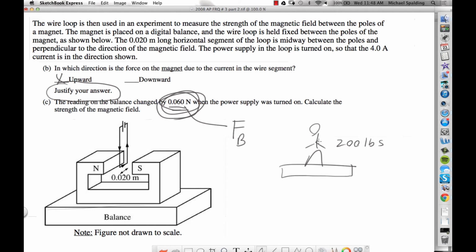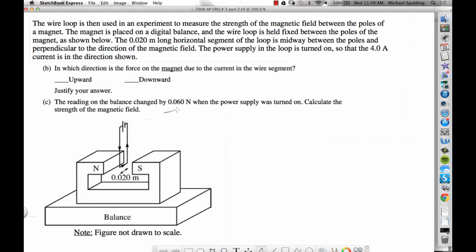If somebody ties a rope to me and starts to pull me up with tension, let's say the scale, instead of reading 200 pounds, reads 180 now. Well, what must this tension be? 20 pounds. It's like that, right? So what they're telling us in this problem is the force of the magnetic field. This is FB. So that's 0.06 newtons.